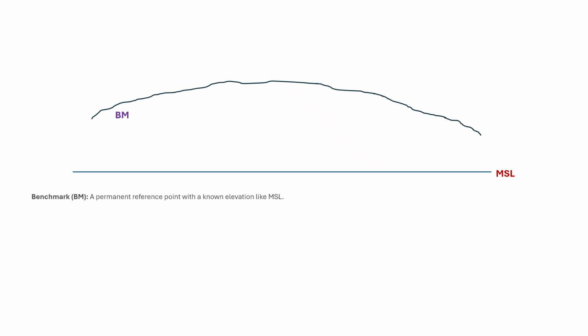So let's discuss some technical terms related to the height of instrument method. Let's say this line is the mean sea level line, this is the ground level, and this is the benchmark. So what is the benchmark? A permanent reference point with a known elevation, like here mean sea level. The height from the benchmark to the mean sea level would be known as the reduced level. It is denoted by the RL.